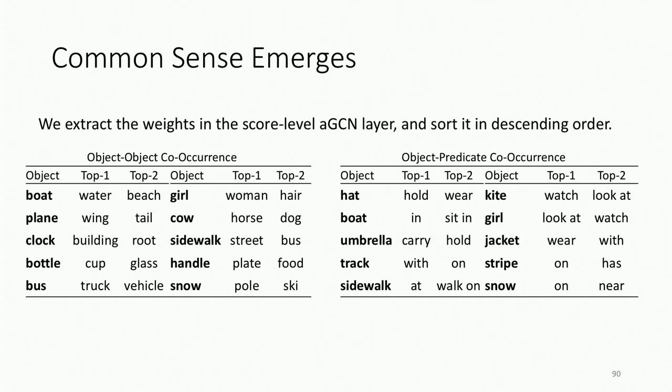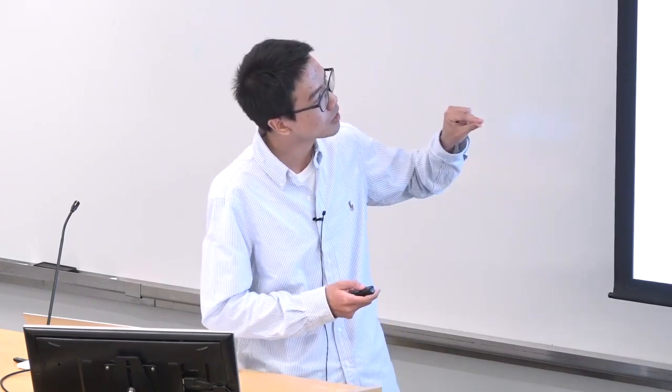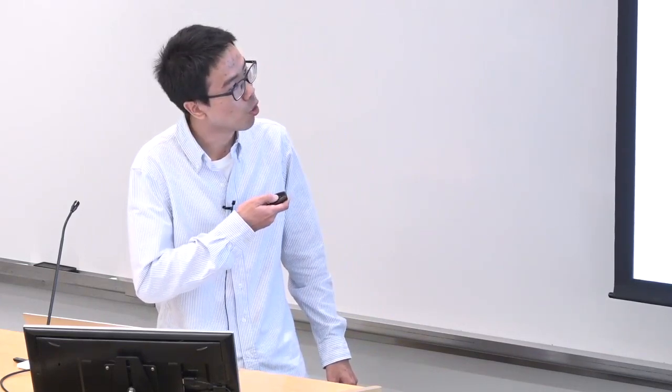And as I just mentioned, there are some common sense images on top of the score level attention GCN. I still think both the feature level and the score level can learn some kind of co-occurrence. But the difference is that we cannot directly interpret the feature level AGCN, but we can directly interpret the score level AGCN. For example, if we sort the weights in the attention GCN and rank them, we can find that if we know there is a boat in the image, then it's very highly likely that there is water or a beach.